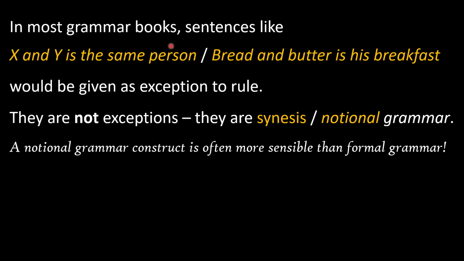So in most grammar books, sentences like X and Y is the same person or bread and butter is his breakfast would be given as exceptions to the rule. They are not exceptions. They are synesis or notional grammar. In most cases, you will find they are given as exceptions. They are not exceptions. They are synesis or notional grammar. A notional grammar construct is often more sensible than formal grammar. Sometimes a notional grammar construct could be more logical, more rational, more sensible than formal grammar.